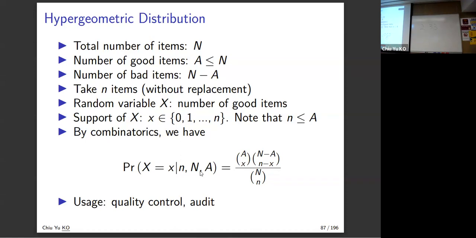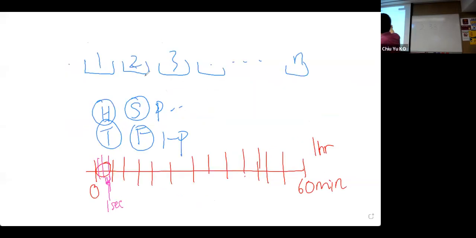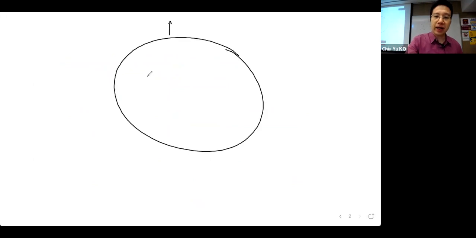Binomial, remember, is what? Binomial is I go to each box and it's success or failure, right? So each box is independent, okay? But sometimes that's not the case. Imagine that the following is the situation. The easiest to understand is imagine you're doing an audit. You go to a warehouse. Suppose you have big N, 100 items.